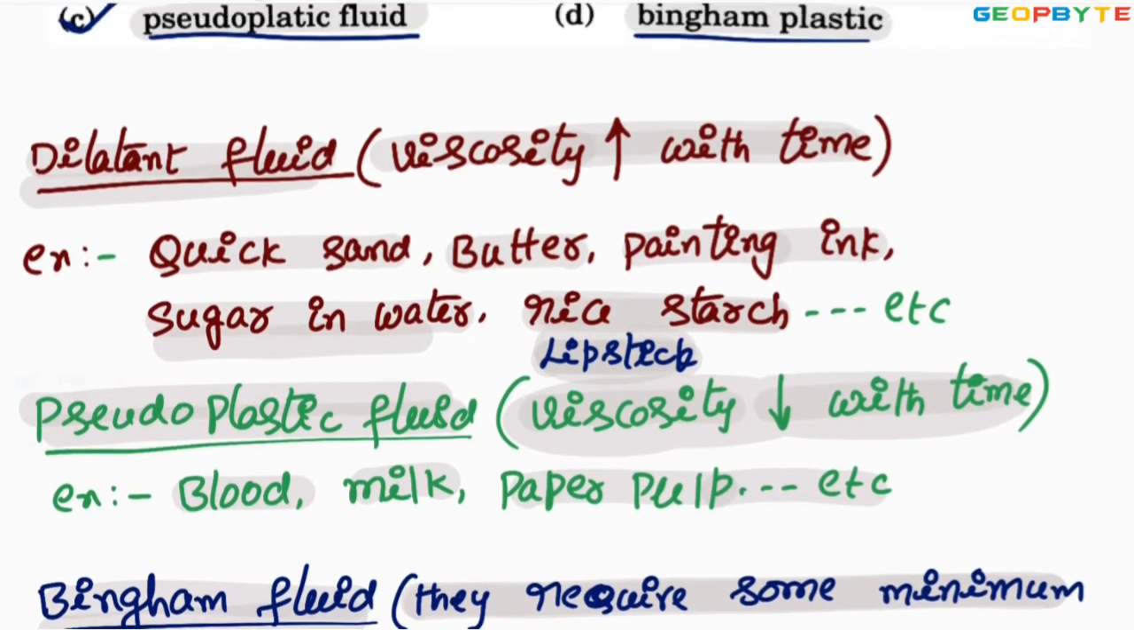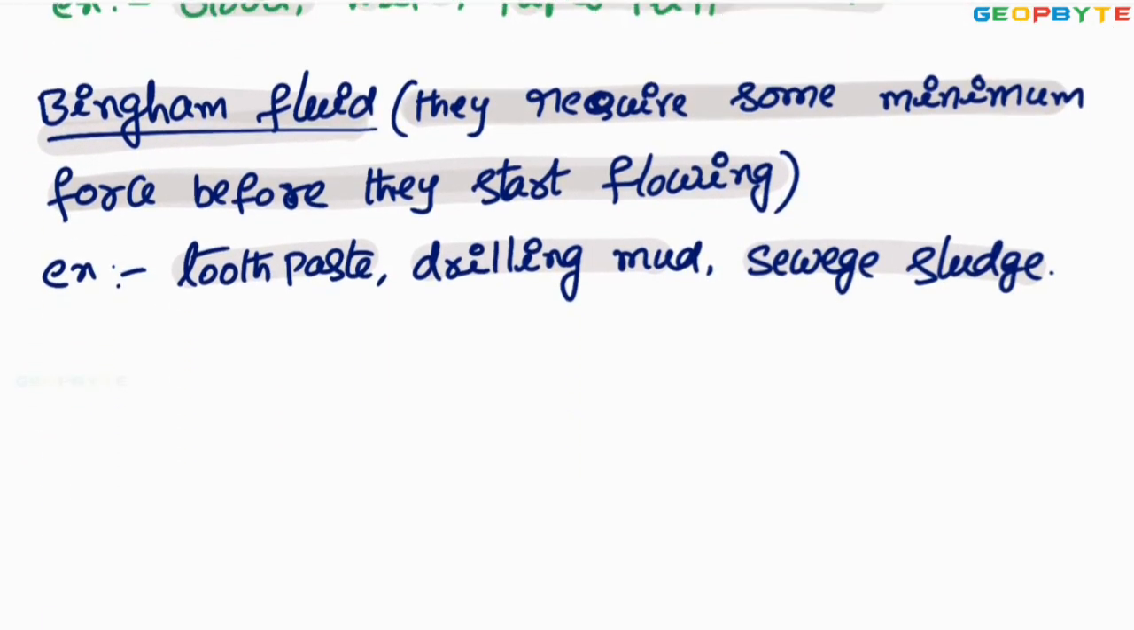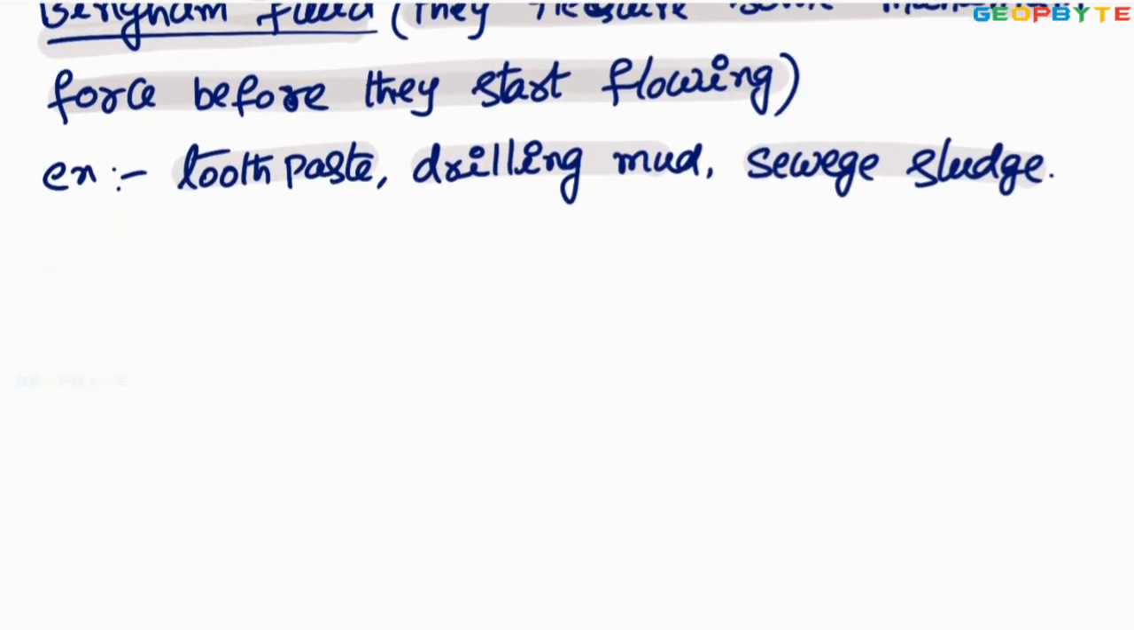The other one is the first one, Newtonian fluid. Newtonian fluid means it is like this.